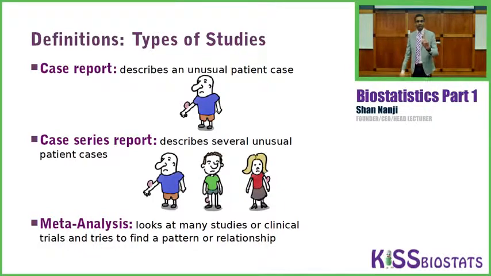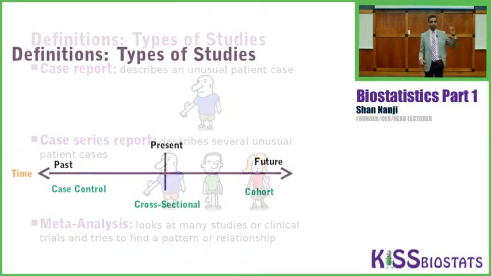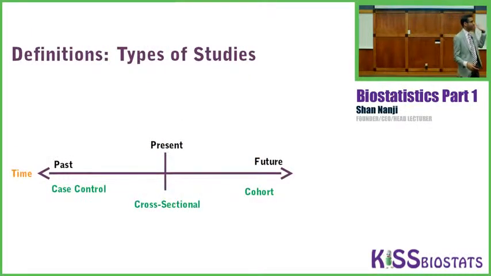Meta-analysis looks at many studies or clinical trials and tries to find a pattern or a relationship, and that's what we call meta-analysis. So if you look at this timeline, you can see where everything falls in. The line going horizontally is time, and going vertically is present. Present is cross-sectional, future is cohort, past is case control.